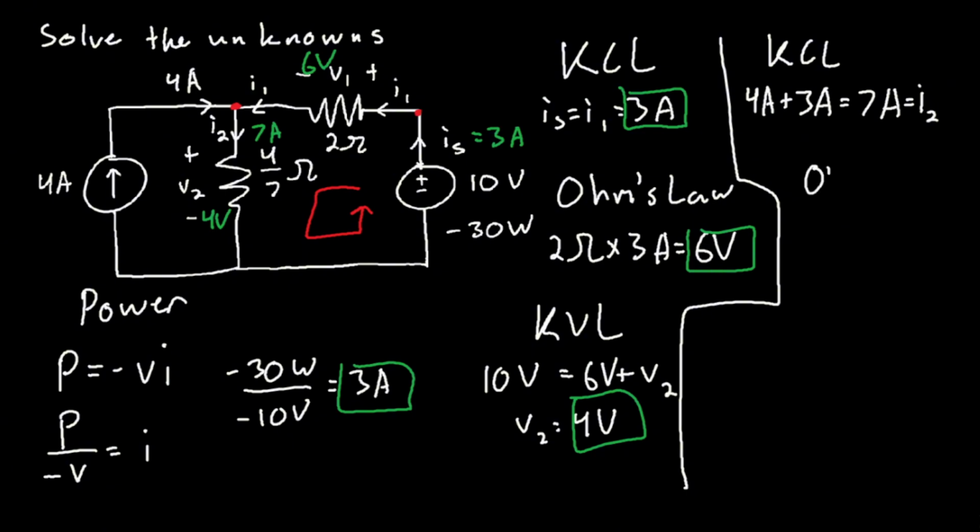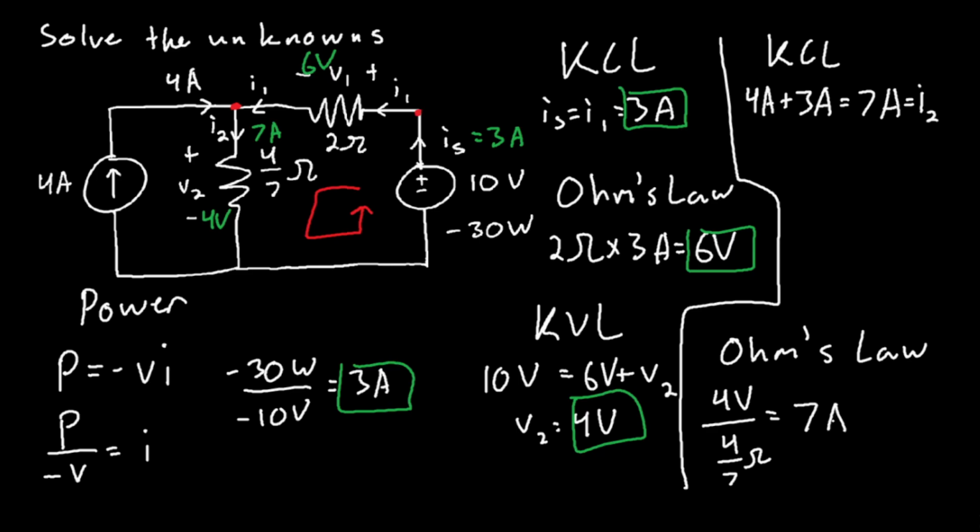Or we can use Ohm's law. So let's make more space here. Ohm's law is voltage is equal to resistance times current. So if we just were to divide the voltage by the resistance, we would get the current, correct? Well, the voltage in this case is 4, and the resistance in this case is 7. So 4 over 7, and if we were to do this, we would simply get 7 amps. And both of these answers align properly.